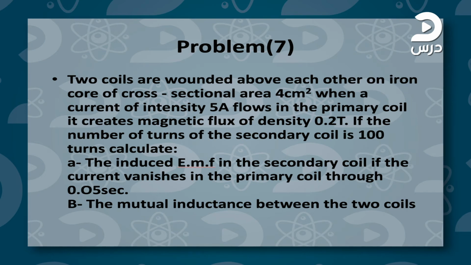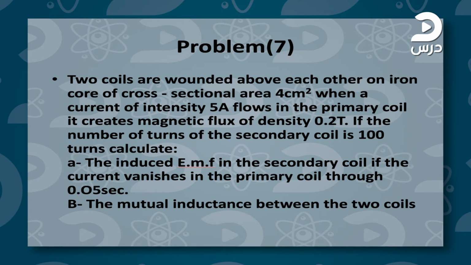Questions or problems number 7. Two coils are wound above each other on an iron core of cross-sectional area 4 centimeter square. So the area A equals 4 centimeter square. To change centimeter square into meter square, multiply by 10 negative 4. So we can write the area on the side: 4 centimeter square multiply 10 negative 4.